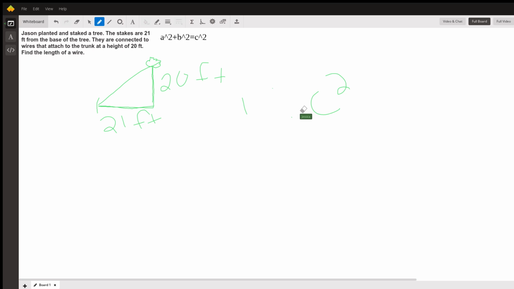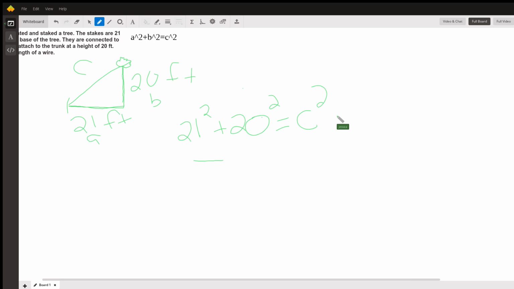So if we input our numbers into this formula, what we are trying to find is C. So this is A, this is B, and then this is C. So we have 21 squared plus 20 squared equals C squared. That came out like a 6, so let's fix that. Okay, here we go. Now let's move over as we solve this.